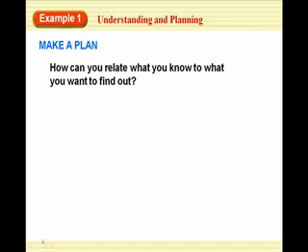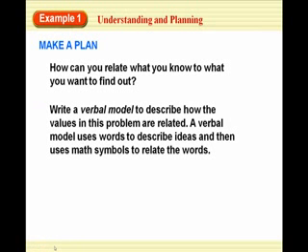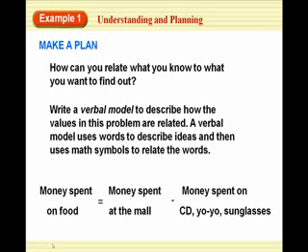How can you relate what you know to what you want to find out? And I know this seems long, but you kind of do this. Write a verbal model to describe how the values in this problem are related. A verbal model uses words to describe ideas, then uses math symbols to relate those words. So this is a verbal model. Your money spent on food equals money spent at the mall minus your money spent on the CD, the yo-yo, and the sunglasses.